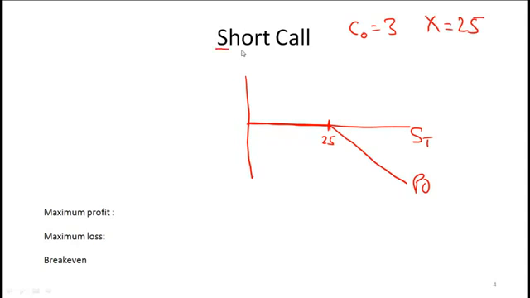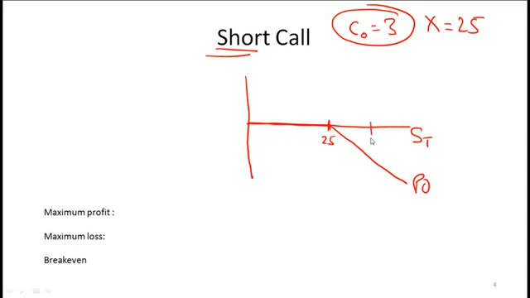Now, however, since this is a short call, that means you made $3 by writing or selling the call. And this means that you now have an obligation that if the long party comes and exercises the option, then obviously you will have to oblige.